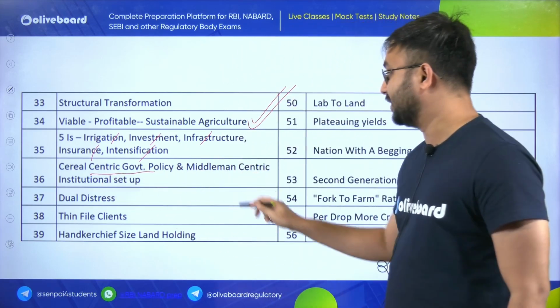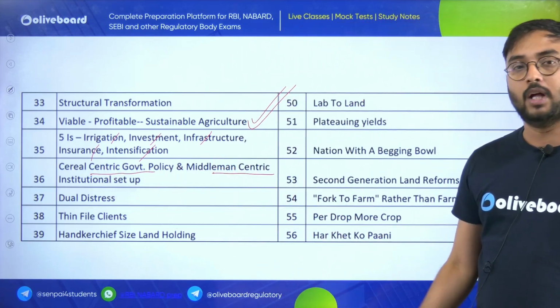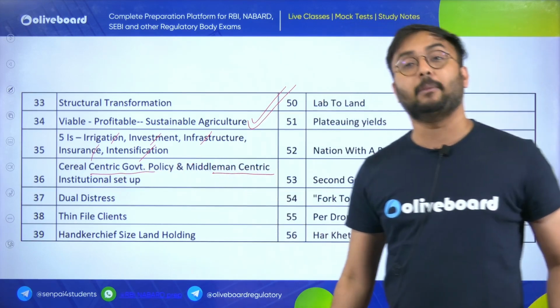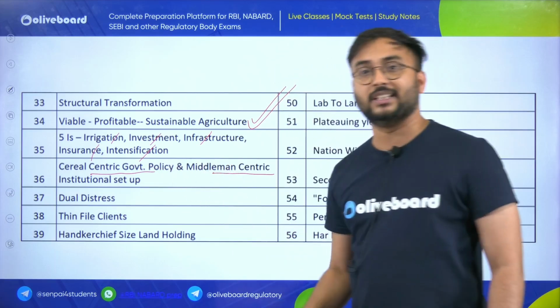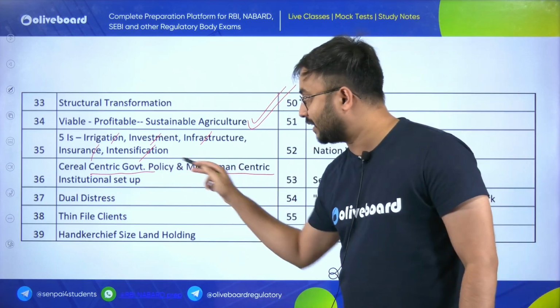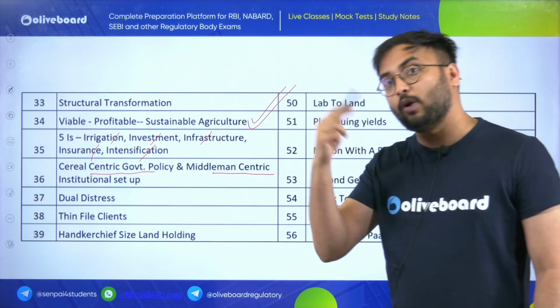Next, cereal centric government policy, middleman centric institutional setup. What is middleman centric institutional setup? APMC. What is cereal centric government policy? MSP. So in this way you can write these keywords in your topics. If a question on MSP has come.